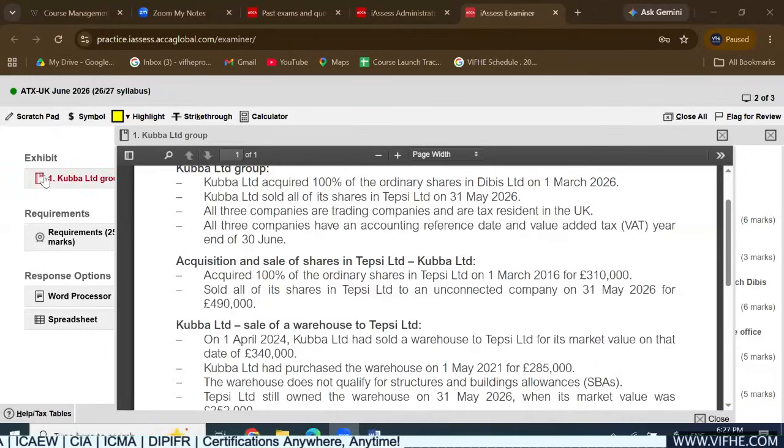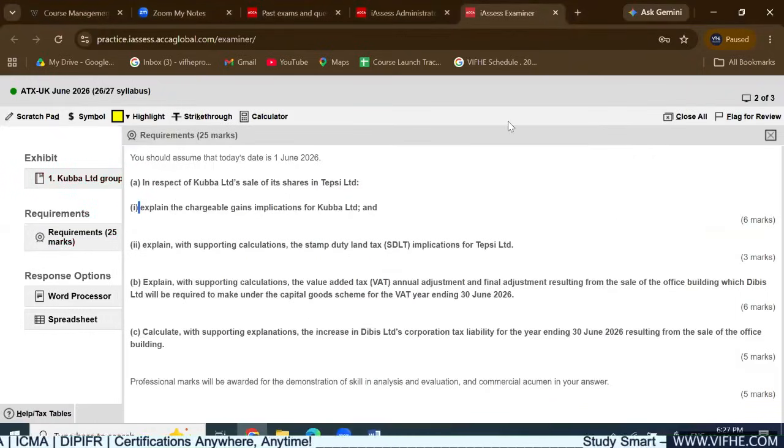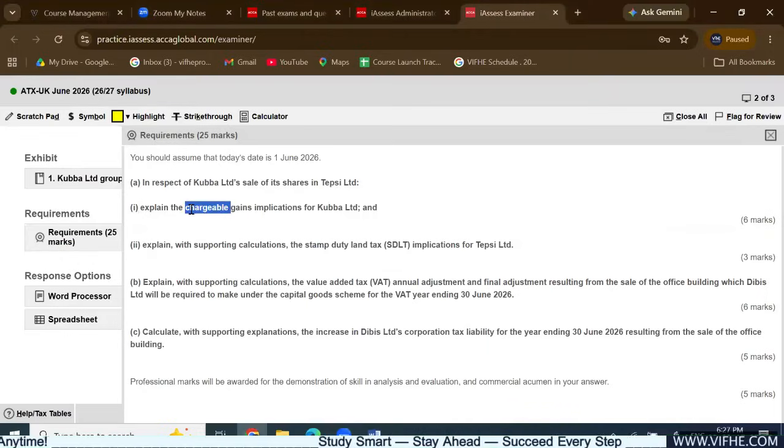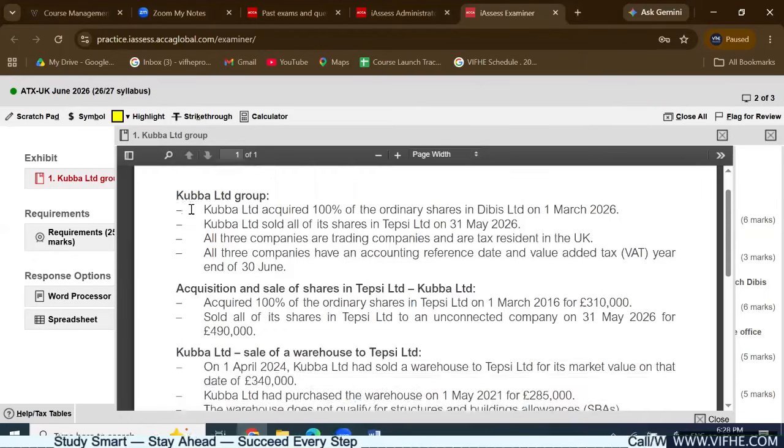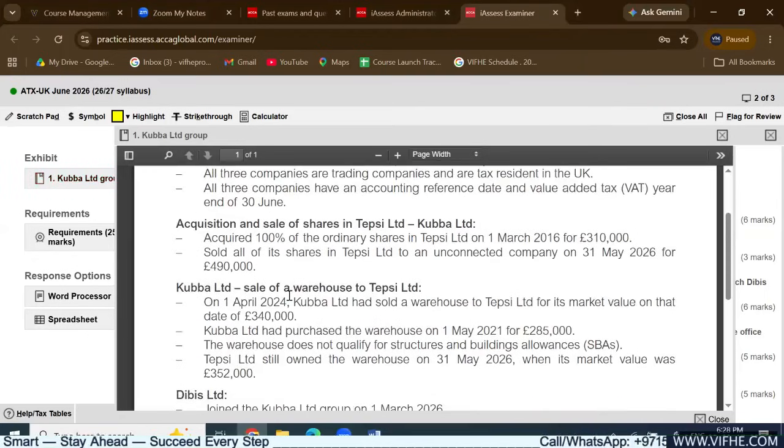Then if you just have a look at the exhibit again, you had to discuss the chargeable gain implications for Kuba Limited. Not just that they have sold the shares, and you have discussed it appropriately. So out of 6, 3 marks are for sure going to be granted to you. But there is one more transaction that has happened before this disposal of the entire shareholding.